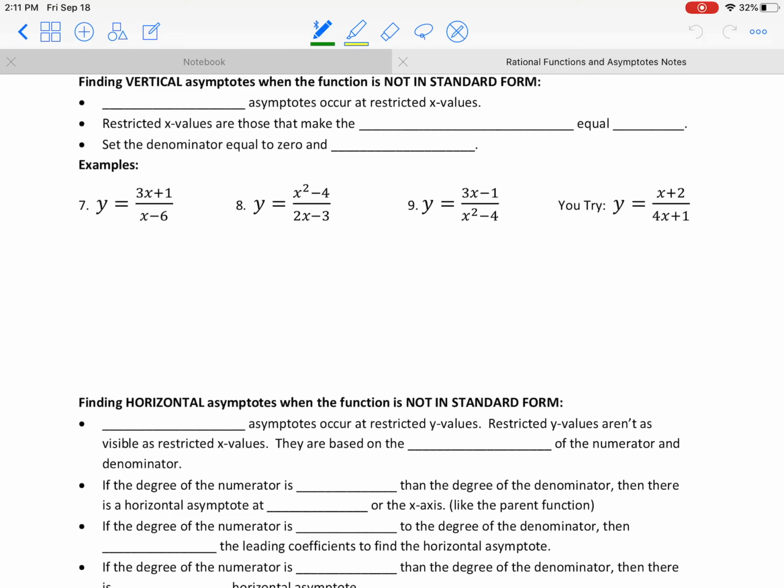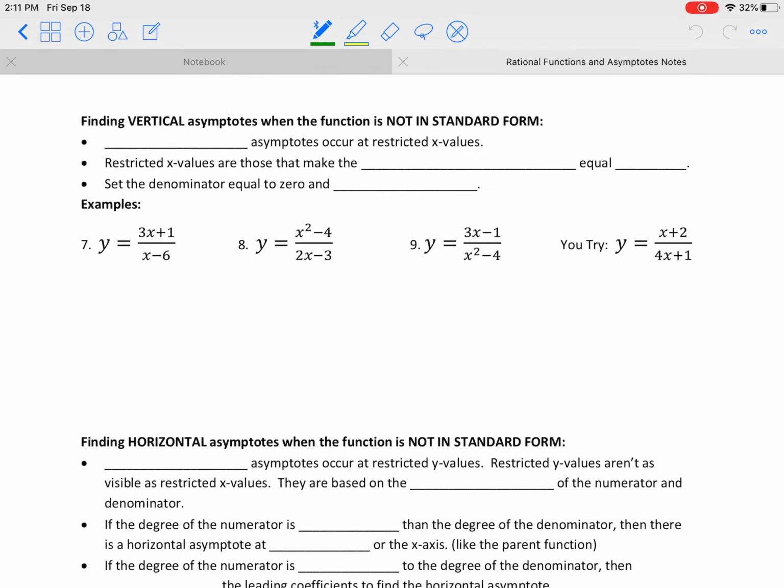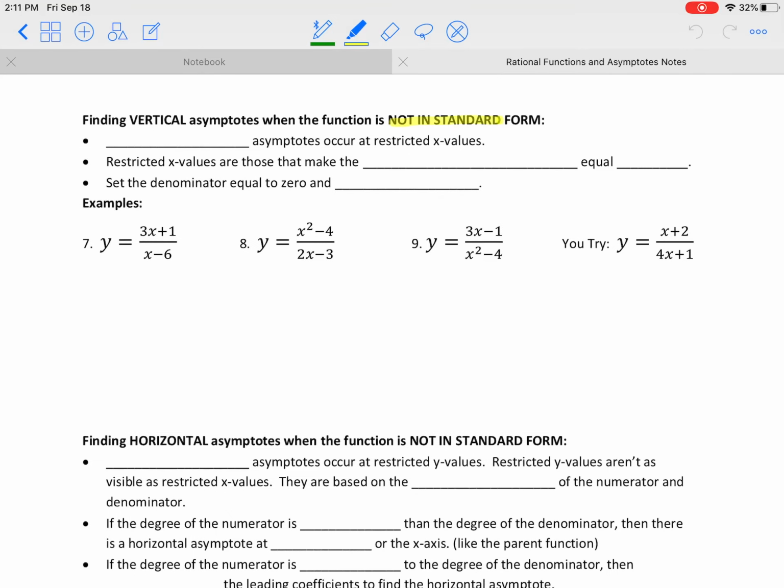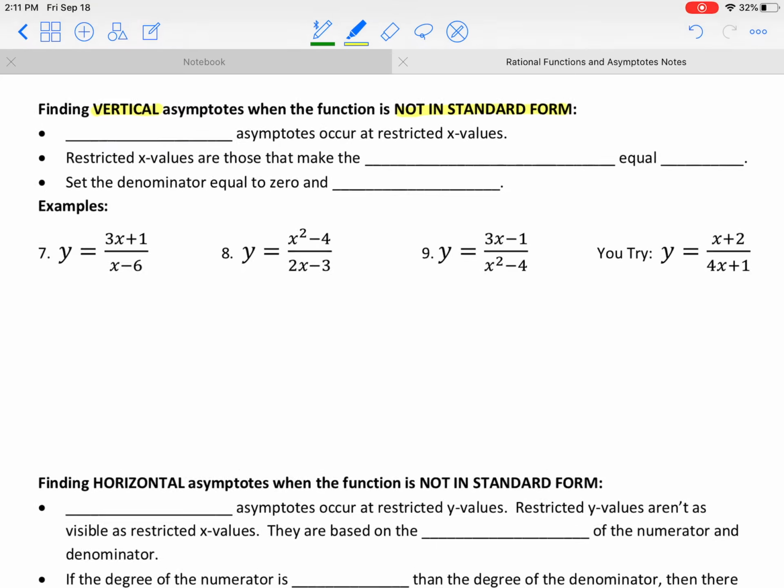So we still have to be able to identify asymptotes, and we still have to be able to graph and show those asymptotes. So how do we go about finding those asymptotes when our function is not in standard form? Okay, let's look at the verticals first.